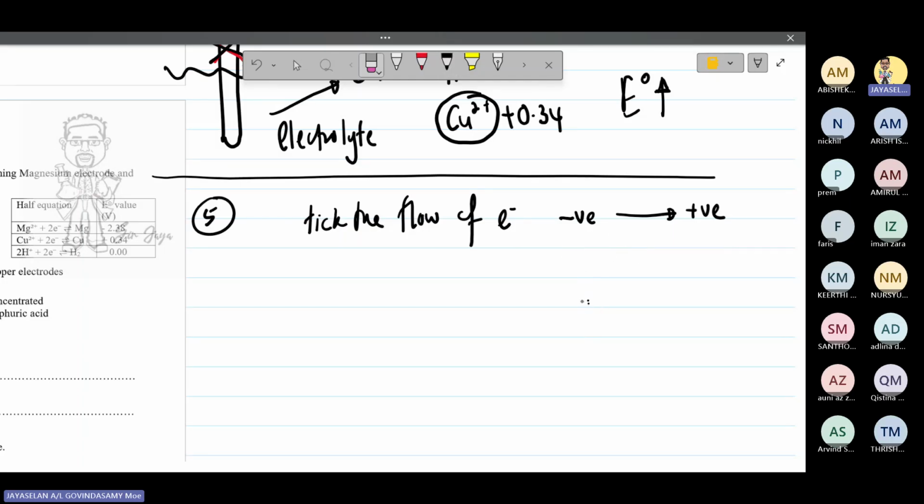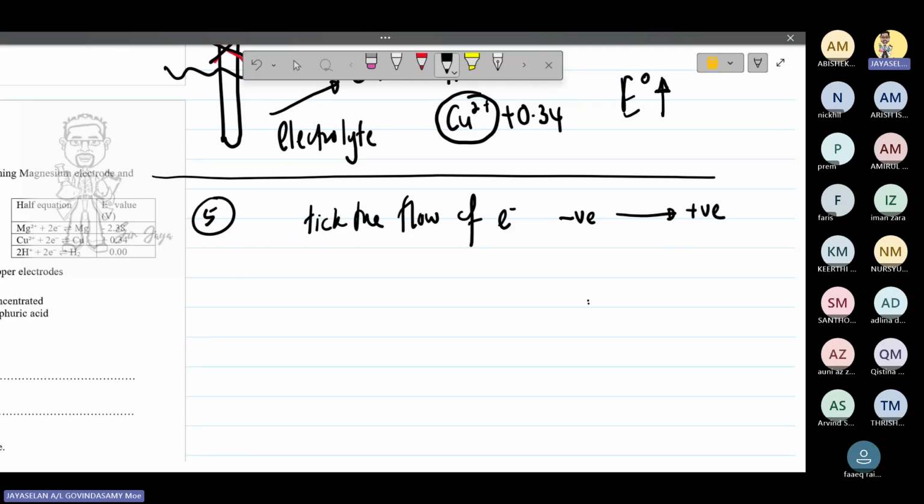Kita ada total 6 point, 7 point. Then we can start to do. If they ask you to take the flow of electron from negative to positive terminal, ini point number 6. Okay, we can continue. Later you all can watch recording.